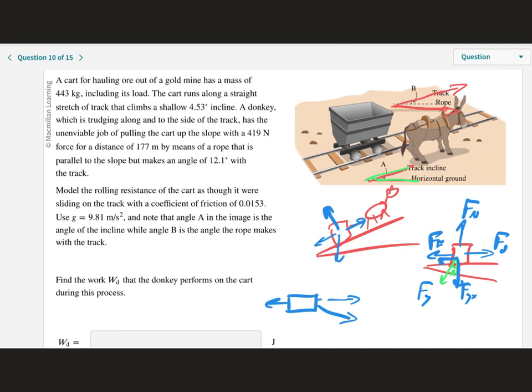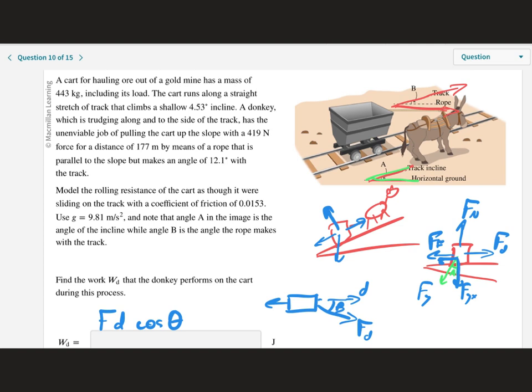From the first free body diagram, that more complicated one I drew first, the donkey's force and the displacement appear to be going in the same direction. But we can tell from the top view that there is indeed an angle, angle B, between the force that the donkey is applying and the displacement. So the work done by the donkey is going to be FD cosine of theta, and in this case, the theta is angle B.